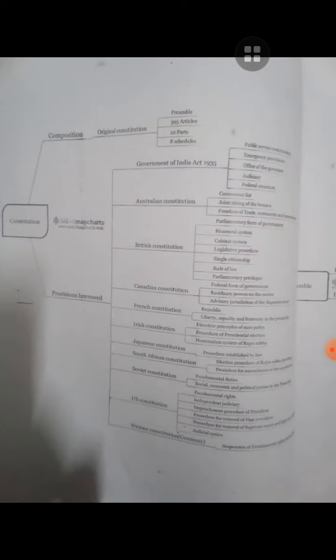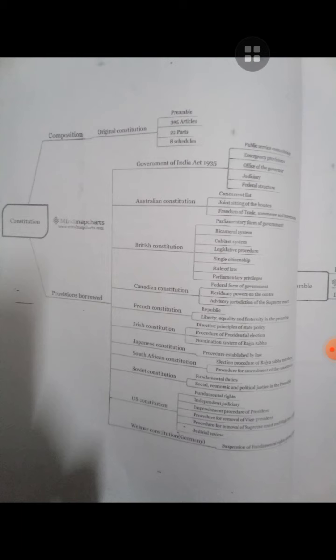Committee on Chief Commissioner was the Pattabhi Sitaramayya. So these were some committees. Now the Constitution: the Preamble, 395 Articles, 22 Parts and 8 Schedules. The Government of India Act gave the Public Service Commission, Emergency provisions, the Office of Governor, the Judiciary and the Federal Structure.